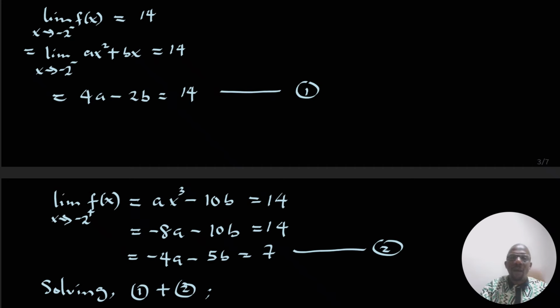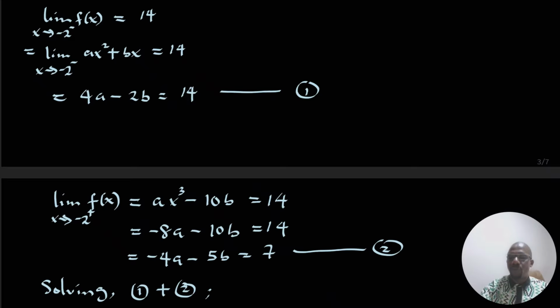Let it be equation 1. Then coming again for x approaching minus 2 from the positive side, it gives us this. So it's always equal to 14. That is the overriding consideration you look at when you are writing the conditions for continuity or discontinuity.